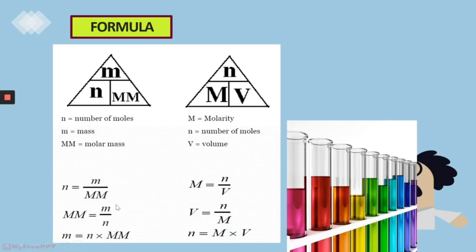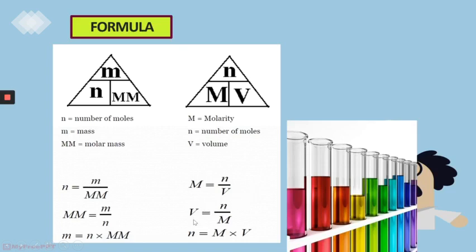If you want to calculate the mass, you just rearrange the formula, so you will get number of mole times molar mass. Okay, for this formula, it is M for molarity, n for number of mole, and V for volume. The formula is molarity equals number of mole over volume.